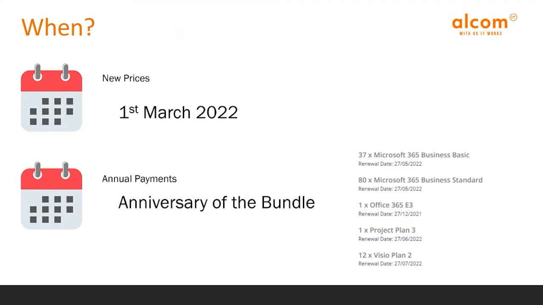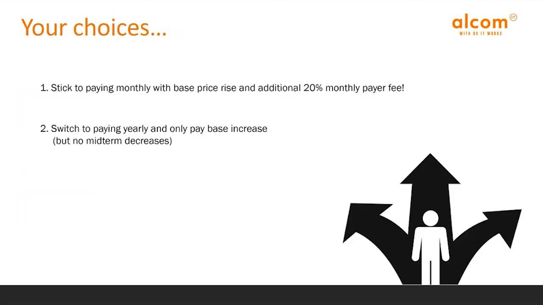All 80 of those, when they come to renew in May, are going to be committed for another year if we go option 2. So they're going to get the cheaper price, but they're going to be committed for a year. And if anyone leaves, you cannot decrease the license to 79, 78. You're committed.